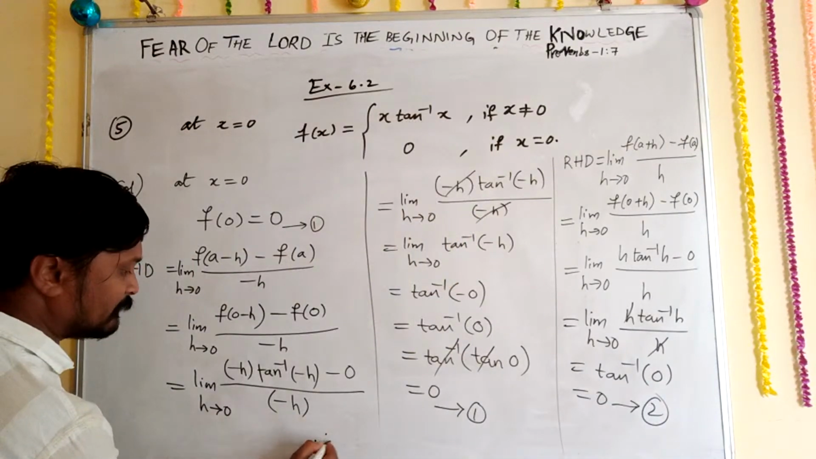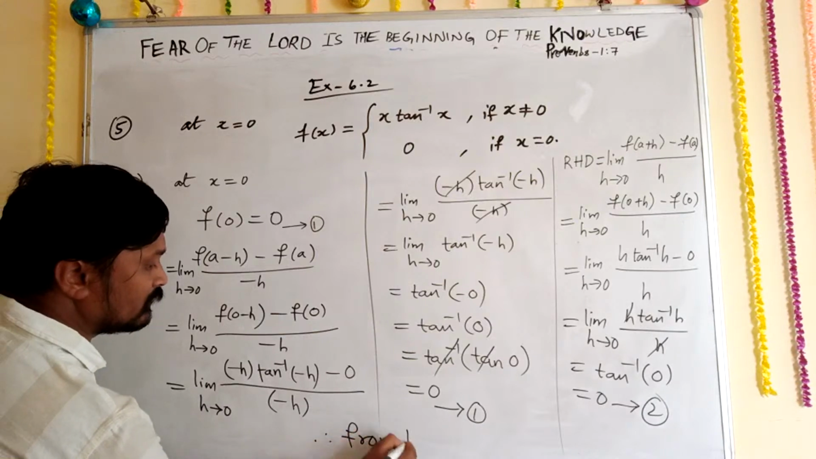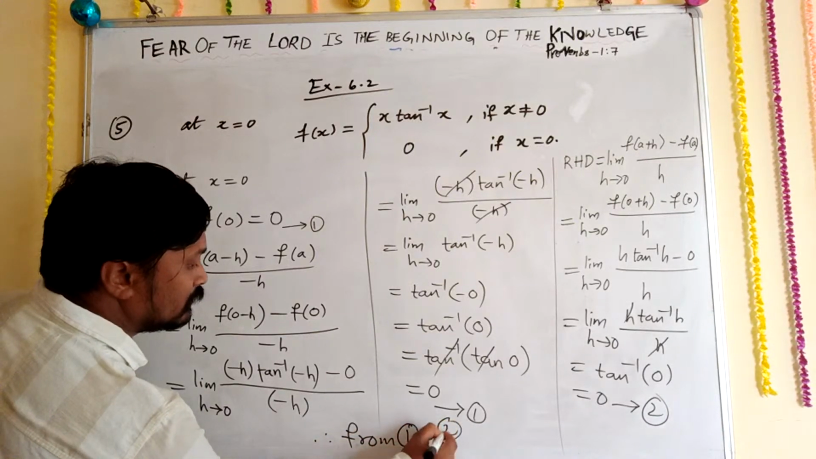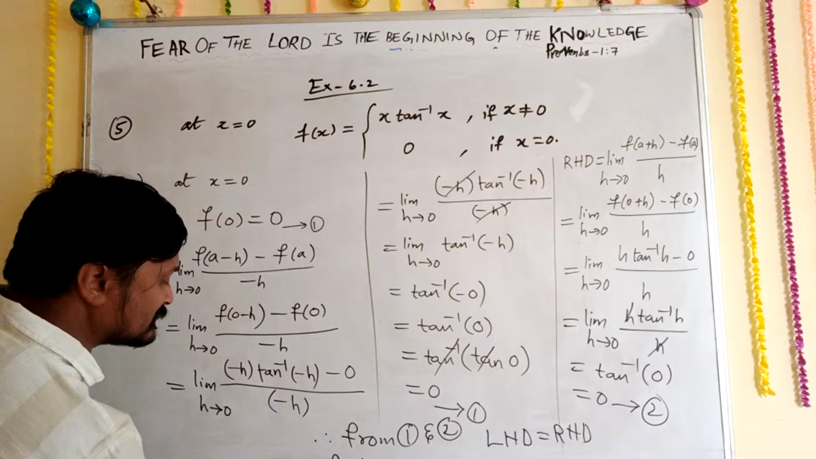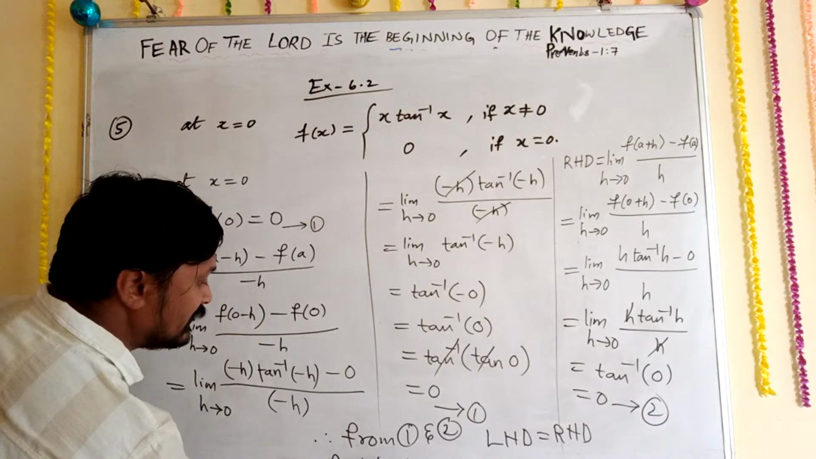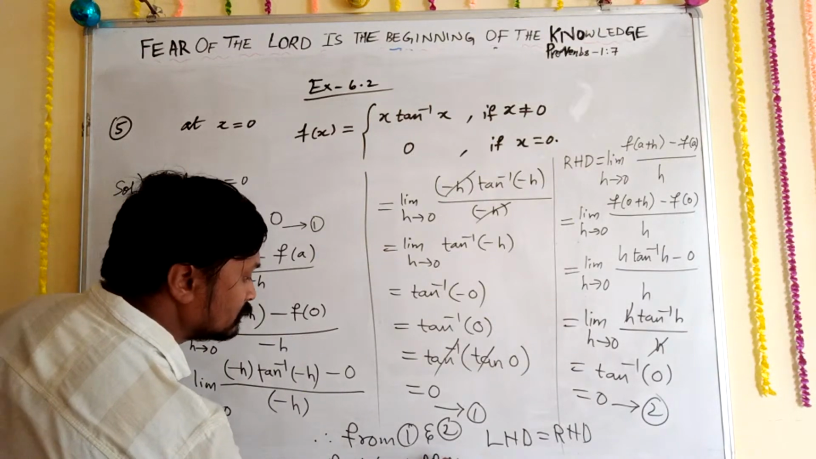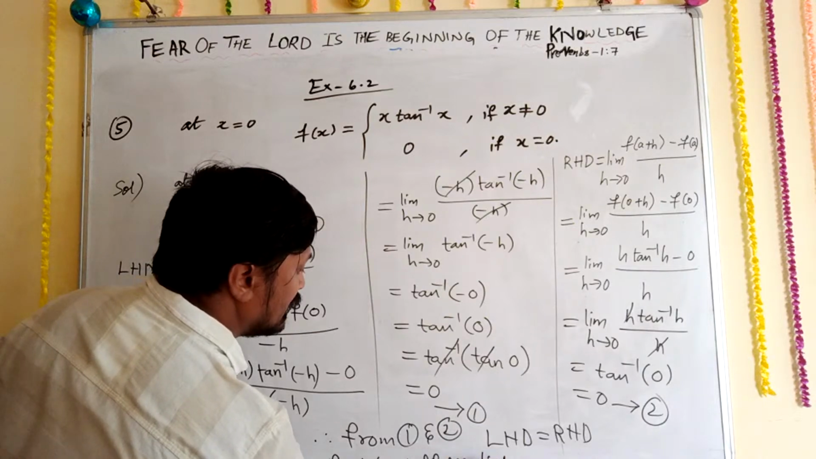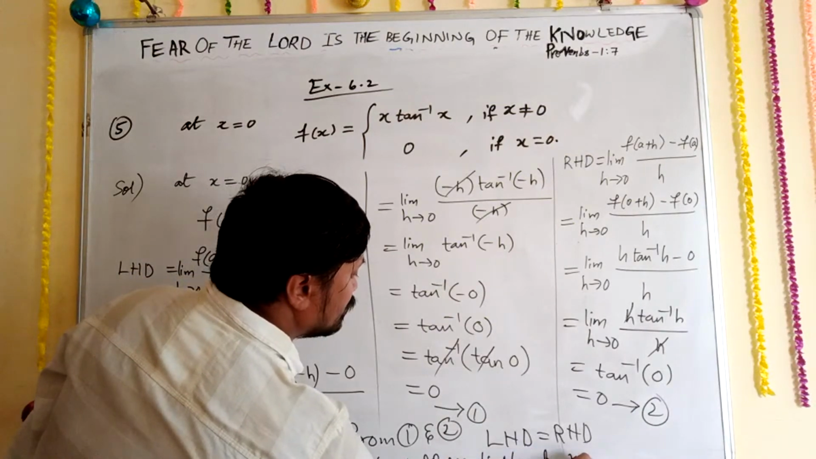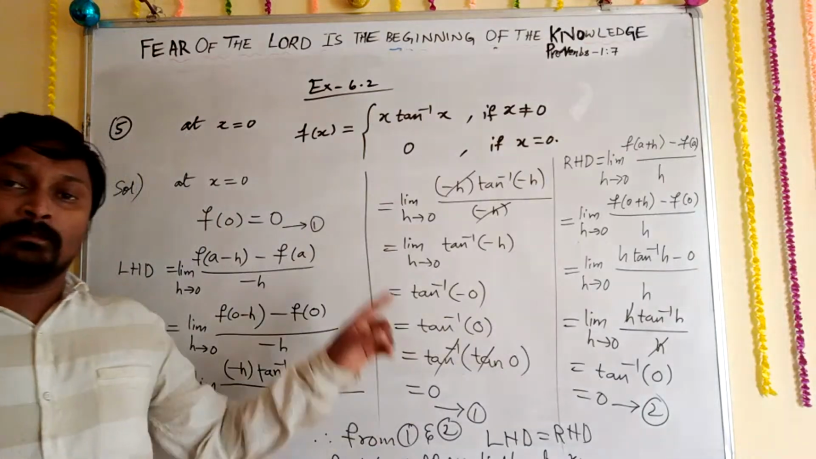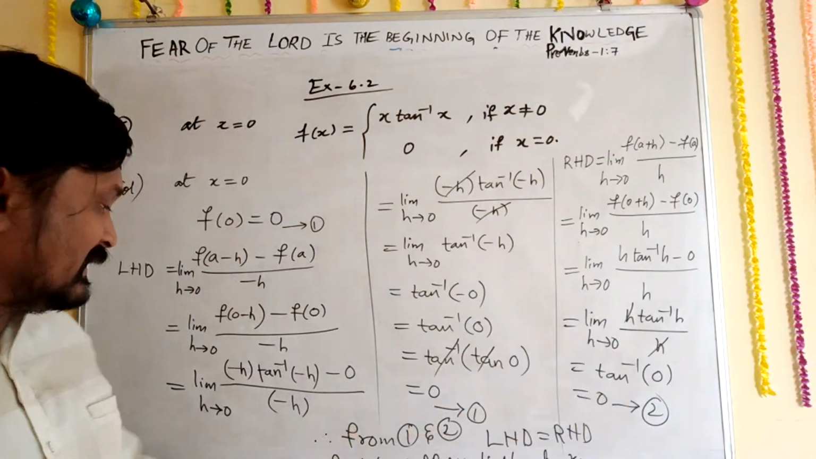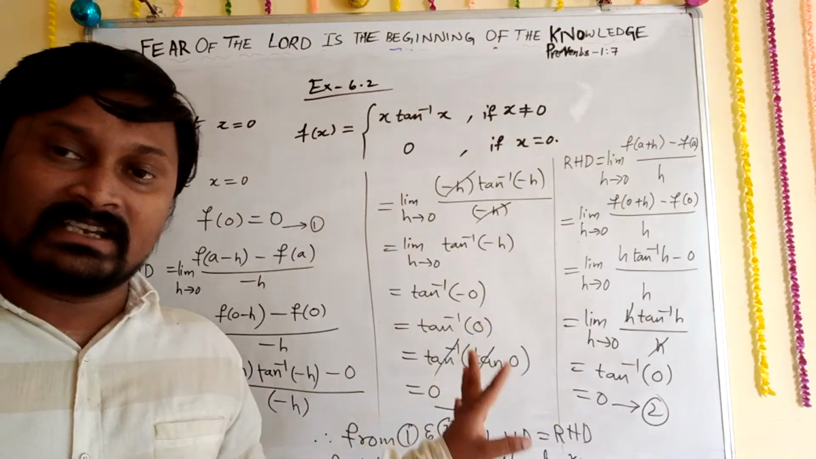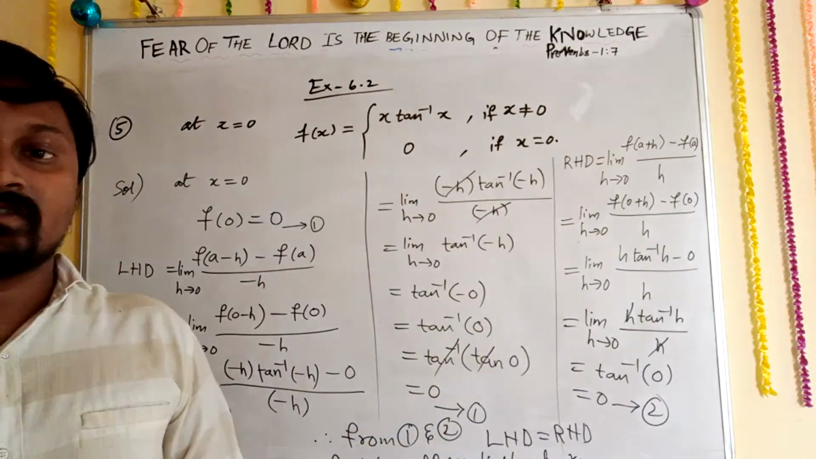So at last write, therefore from equations 1 and 2, LHD is equal to RHD. Therefore, f of x is differentiable at x is equal to 0. Understood now? Both LHD and RHD are equal, then only we can say it is differentiable, otherwise it is not at all differentiable. Okay, so that is about that.